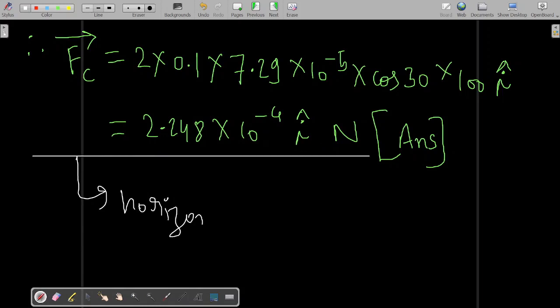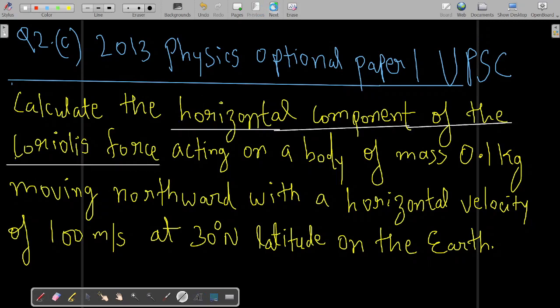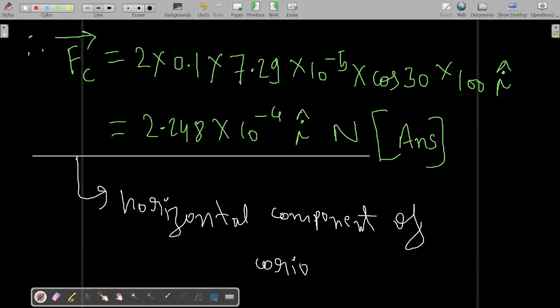Okay, and look at the question. We had to calculate this only, right? Look at the question: horizontal component of Coriolis force. We had to calculate the horizontal component of the Coriolis force, and we have successfully calculated this. Okay, so we have got the final answer.